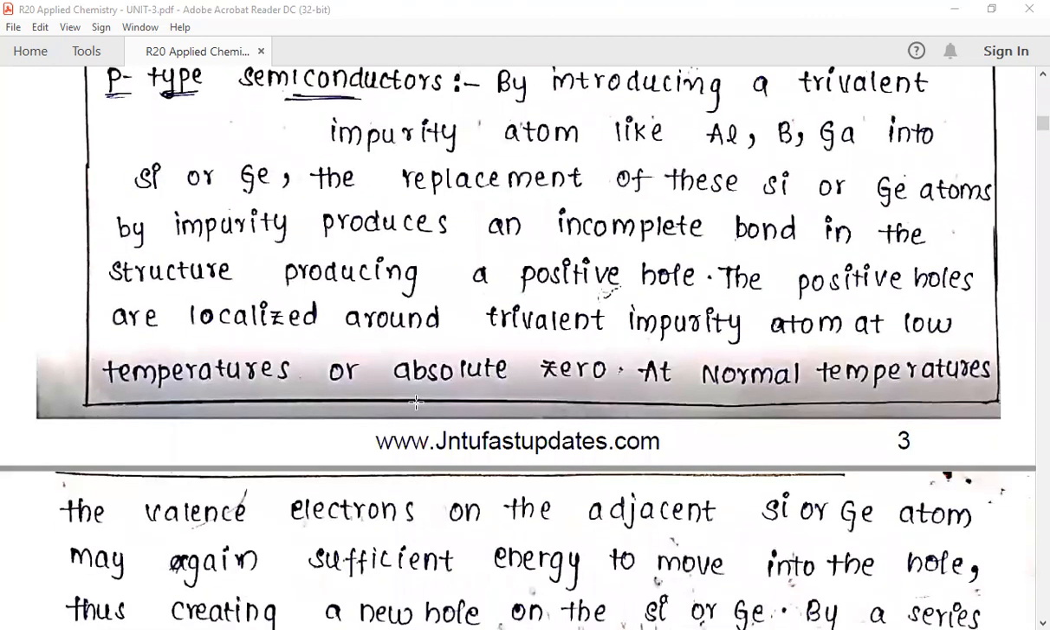Next, coming to the P type semiconductors, by introducing a trivalent impurity. In the N type semiconductor, I told you it is a pentavalent impurity. Here, trivalent impurities are used, like aluminium, boron, gallium, indium, and thallium, added to silicon or germanium. What will happen is, the replacement of the silicon or germanium atom by the impurity produces an incomplete bond in the structure.